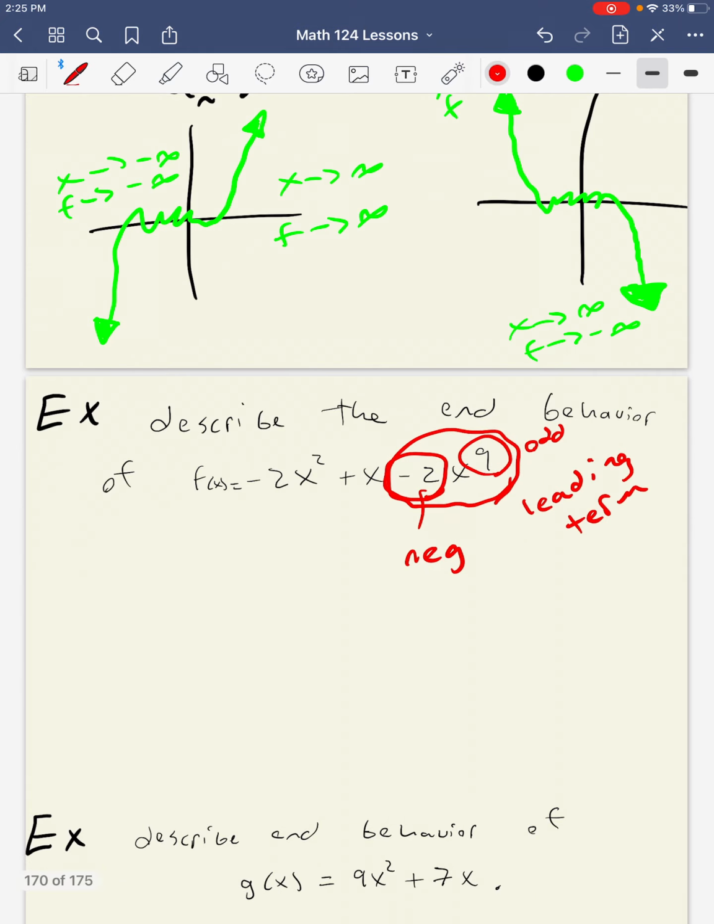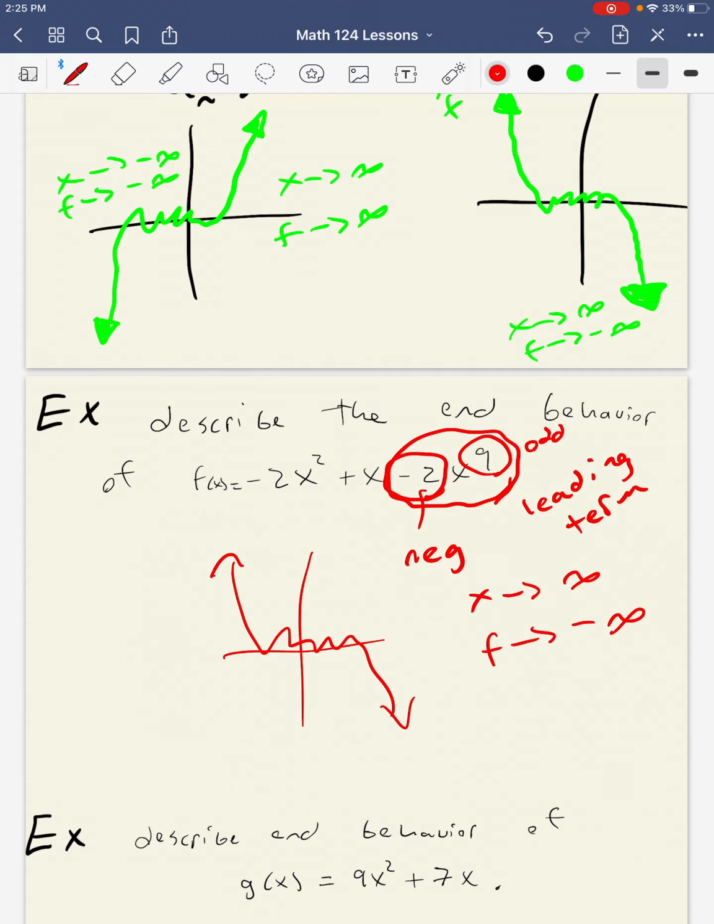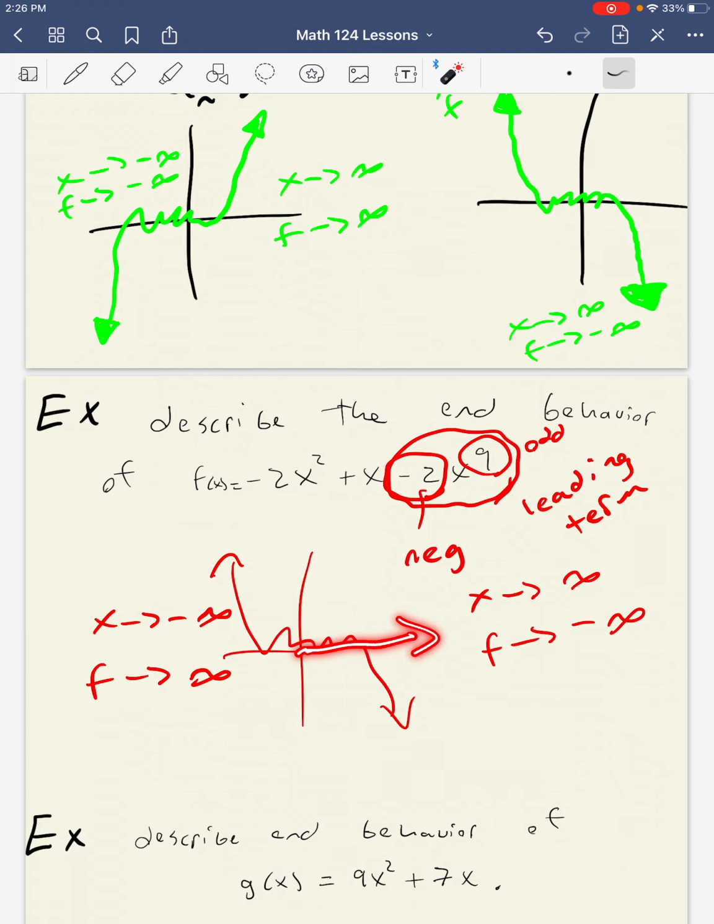So plugging into the template here, we know the graph will look roughly like this, where as x goes off to infinity, the graph of f is going to go down to minus infinity. As x goes to negative infinity, the graph will go to positive infinity. So x gets big, f goes down to minus infinity. x gets negative, f goes up to positive infinity.